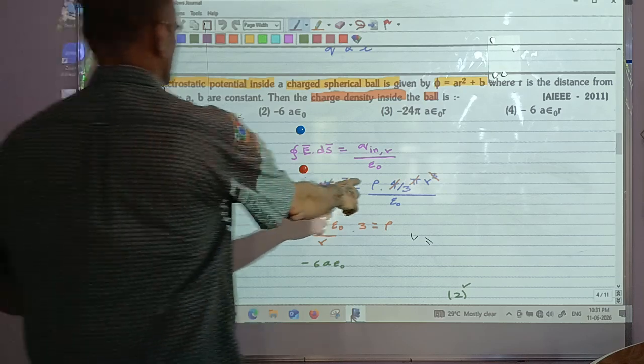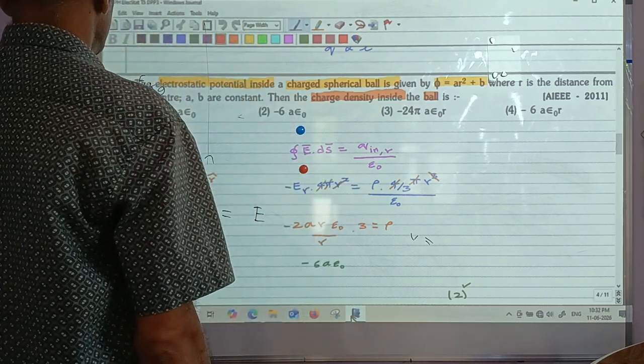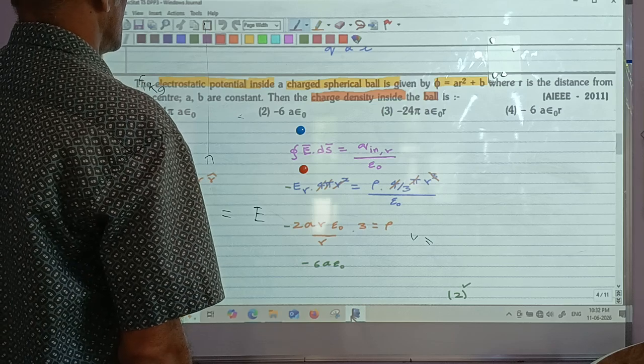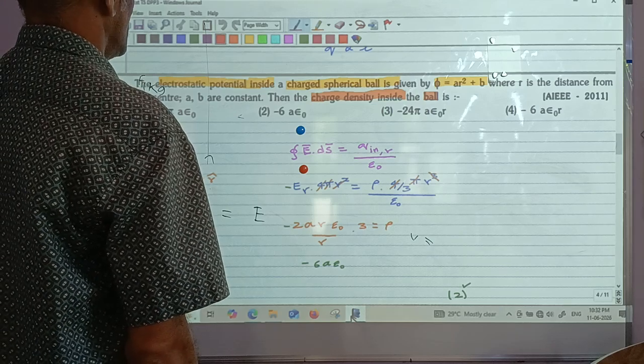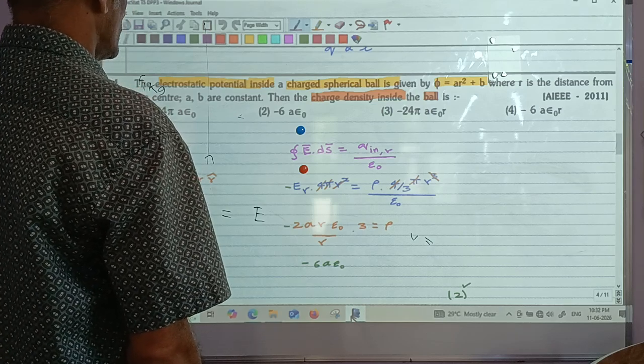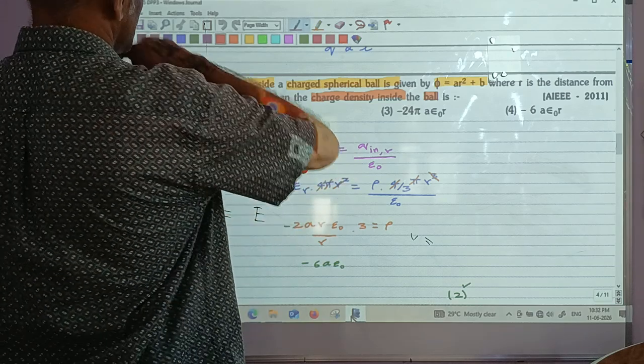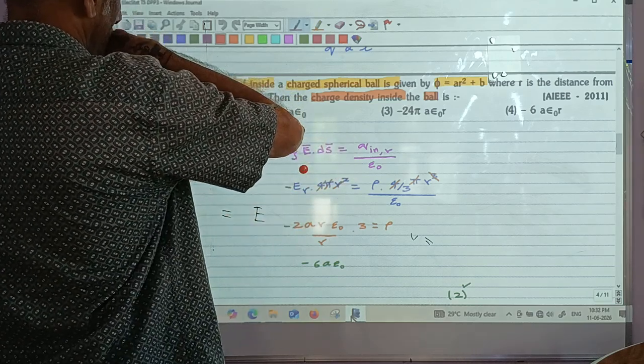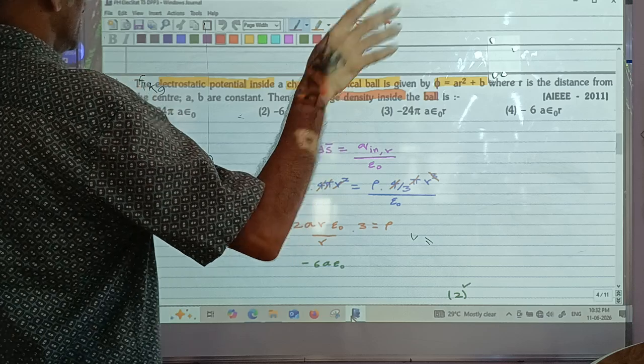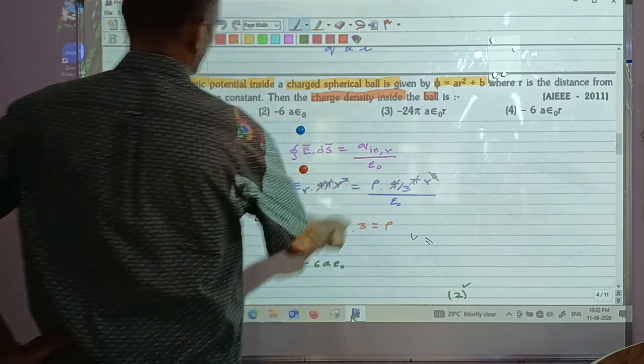I have assumed it's uniform charge. They said so. No, rho is not uniform. So this was wrong. I made a mistake. Now it becomes correct. Q is not this one.